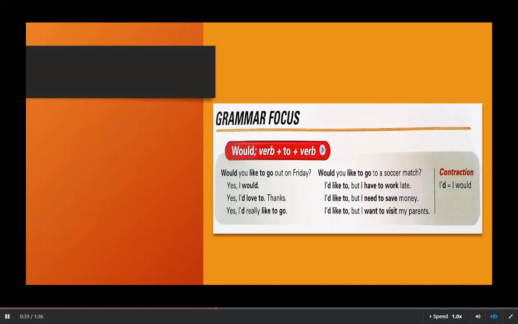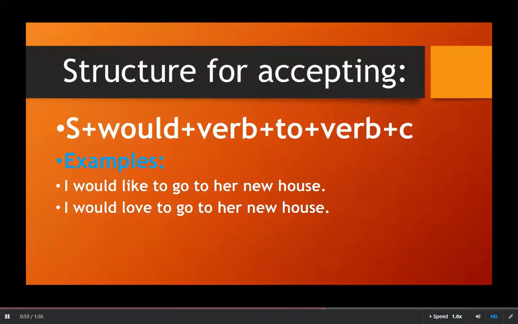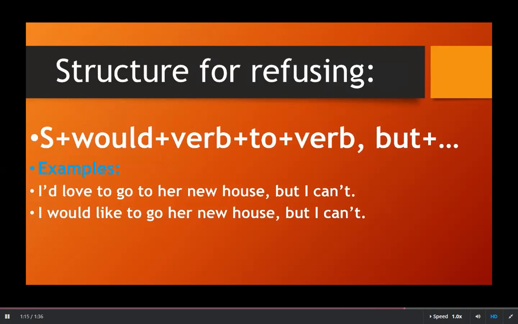Would you like to go to a soccer match? I'd like to, but I have to work late. I'd like to, but I need to save money. I'd like to, but I want to visit my parents. Contraction. I'd equals I would. In order to accept an invitation, we need to follow the structure: subject plus would plus verb plus to plus verb plus complement. Examples: I would like to go to her new house. I would love to go to her new house. And when we need to refuse an invitation, we need to follow this structure: subject plus would plus verb plus to plus verb, comma, but plus complement. Examples: I would love to go to her new house, but I can't. I would like to go to her new house, but I can't.